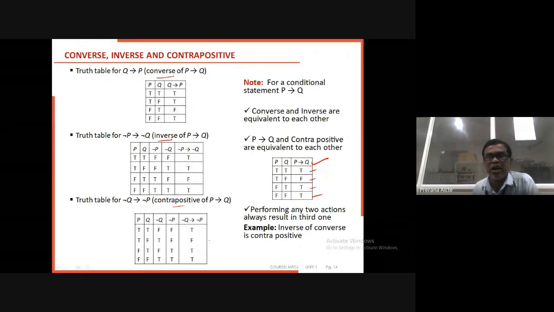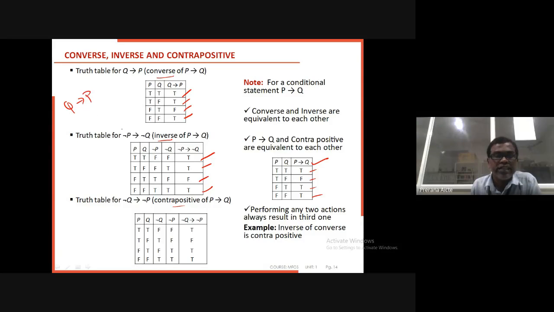Now the point is that we need to observe the truth tables of these four. Let us see the truth table for the converse and inverse. Here we got true, true, false, true. Here also true, true, false, true. So the converse and inverse are equivalent to each other. That means Q implies P is equivalent to negation P implies negation Q. That is one important point.